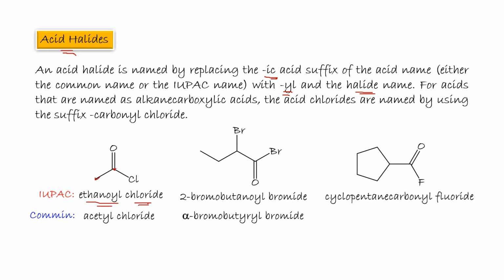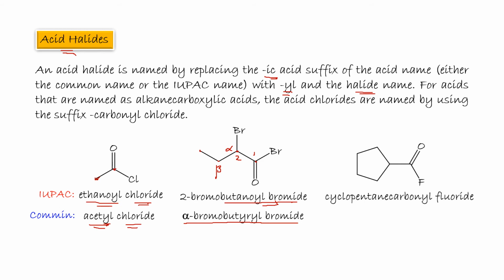It's acetic acid, 2 carbons, right? So take the -ic out and put -yl, so acetyl chloride. Here 1, 2, 3, 4. It's butanoic acid, so it will be butanoyl bromide. 1 and 2. On number 2 we have bromo, so it's 2-bromobutanoyl bromide. Or with the common name, alpha, beta, so alpha-bromobutyryl bromide.